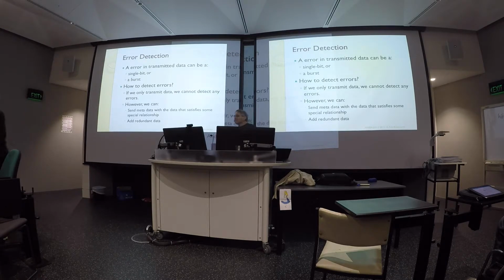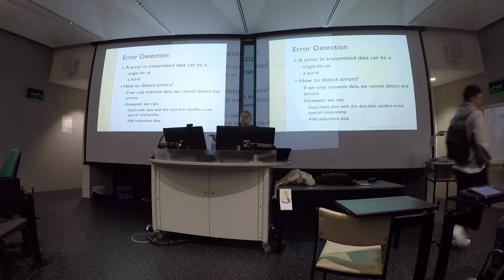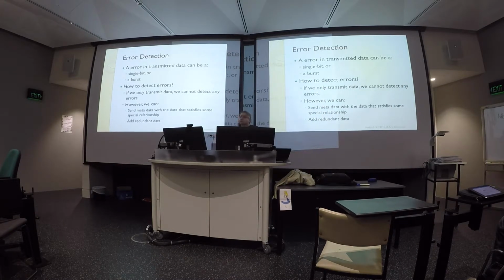An error in transmitted data can either be a single bit or it can be a burst. You might get a single bit error from interference, or you might get a burst where the interference continues over, say, n bits. So the question becomes, how do we detect errors? If we only transmit data and nothing else, we can't detect anything, right? We have no way of telling whether that data is good or bad.